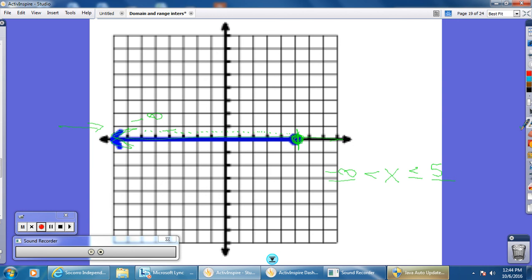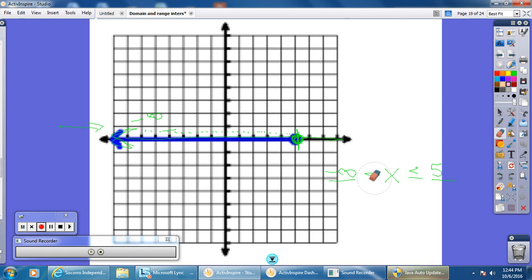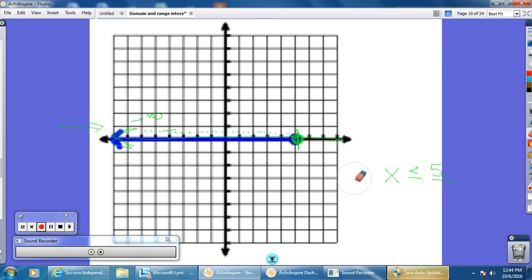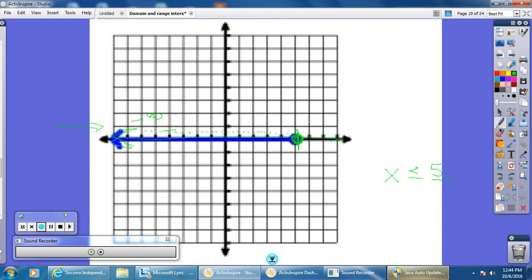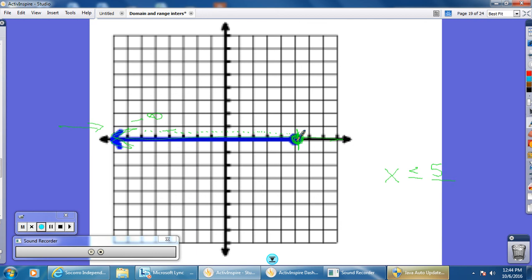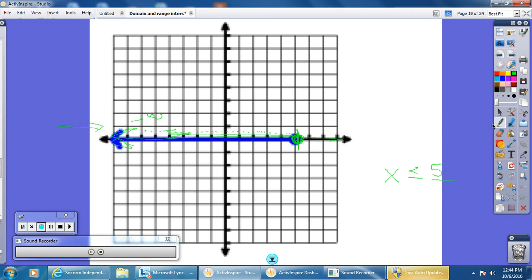And then what do we do, ladies and gentlemen? We erase. Do I need to flip it? No. It's already flipped. X is less than or equal to 5. It's every number from here on out, including 5. Now the range is the one that you guys are questioning. The range.